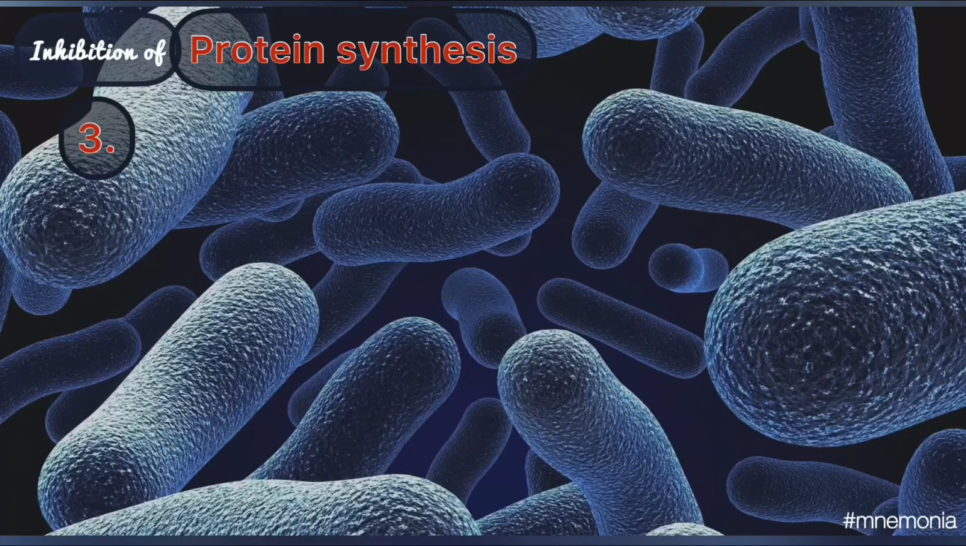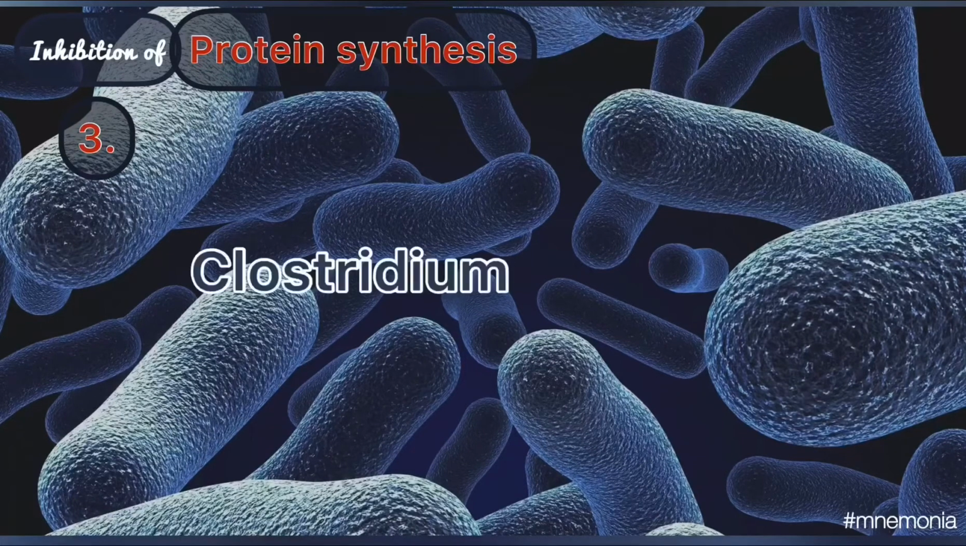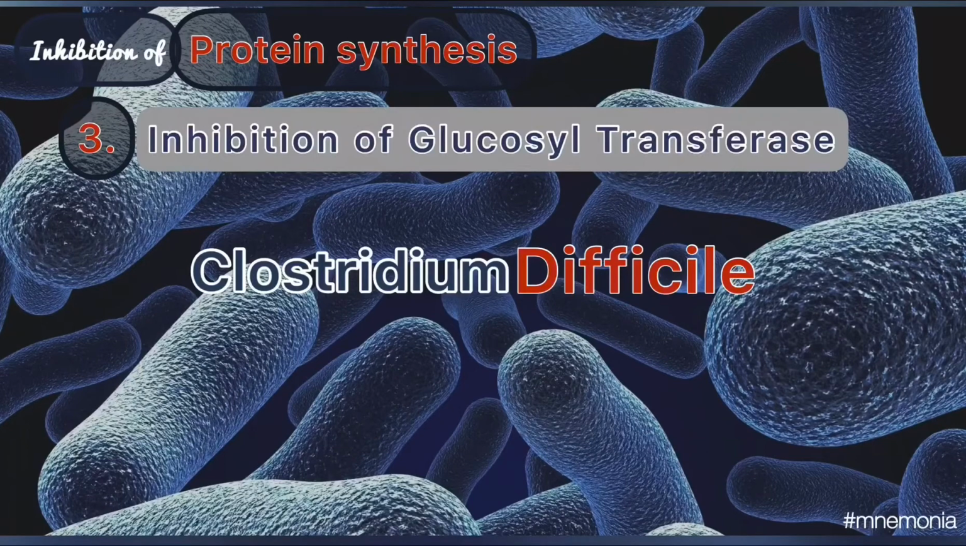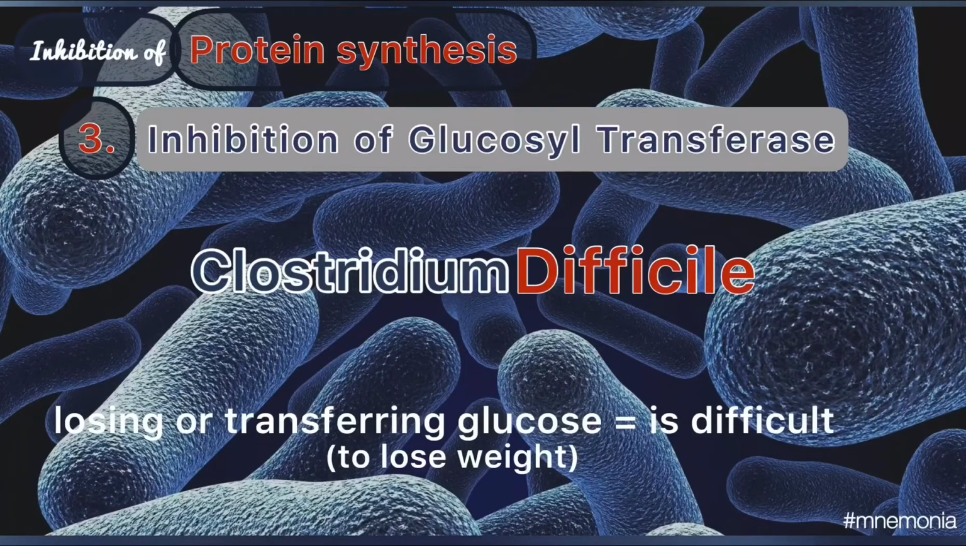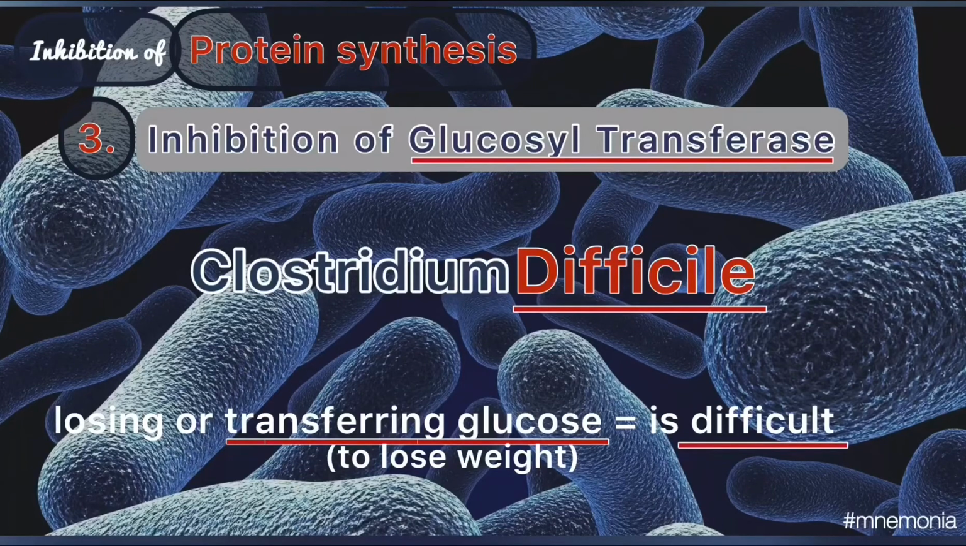Third, in the protein-inhibiting category is the toxin of Clostridium difficile. Its toxin works by inhibiting glucosyl transferase. Here we can relate this as follows. Losing or transferring glucose or fat from our body in order to lose weight is difficult, right? And hence, glucosyl transferase and C. difficile or difficult go together.